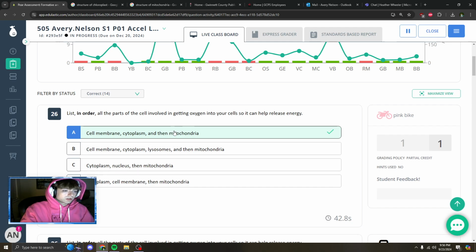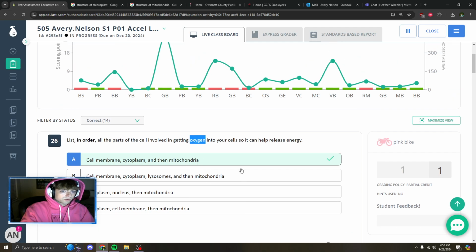Okay, oxygen would go directly to the mitochondria where it's needed for cellular respiration because it is an ingredient for that process. So it passes the cell membrane, travels through the cytoplasm, and then reaches the mitochondria for respiration.